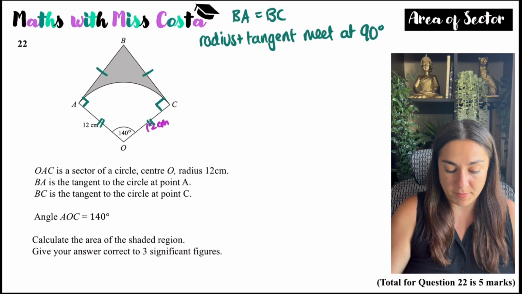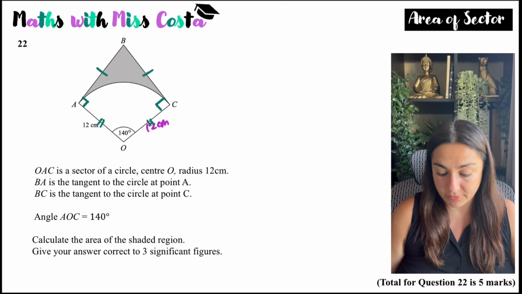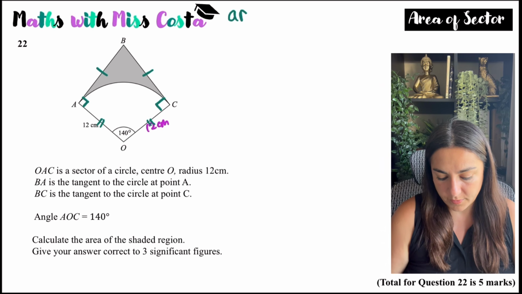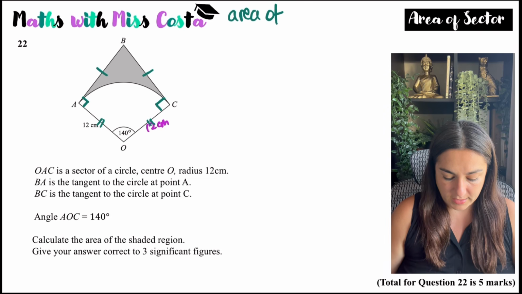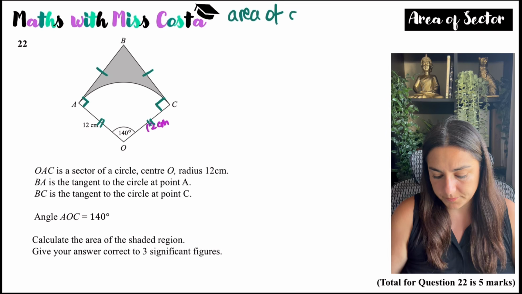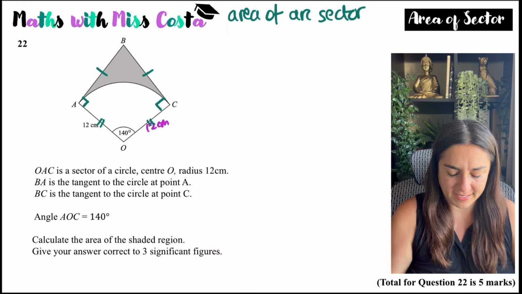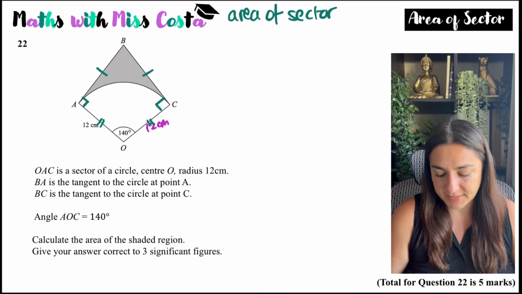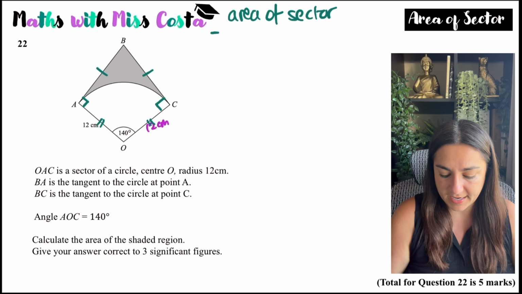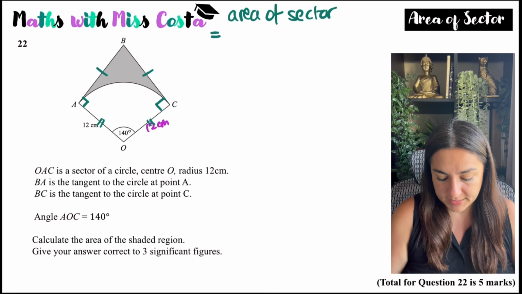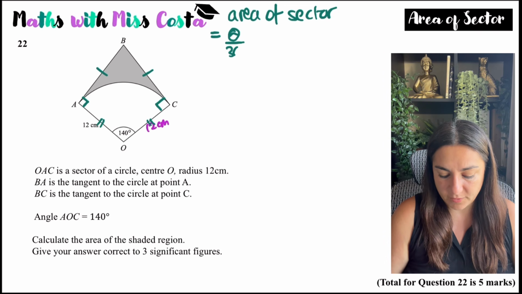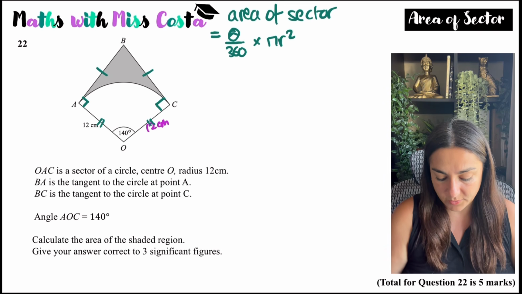So first of all, it might be a good idea to work out the area of the sector. And a sector is just a part of the circle that's been split up. So to work out the area of a sector, all we do is we do whatever the angle is over 360 times by pi r squared. So this is a fraction of the circle.